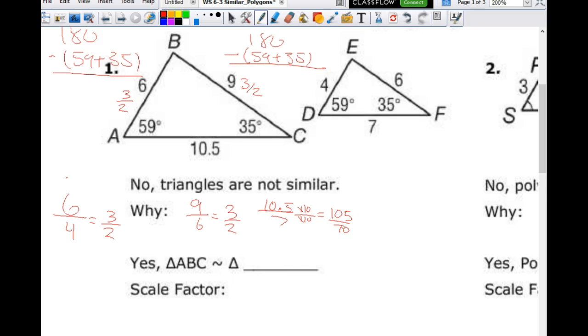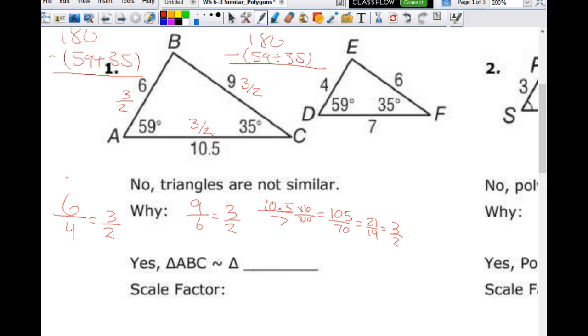Well, do 105 and 70 have a common factor? Yes. Of what? 5. 105 divided by 5 is 21 if you didn't know that. 70 divided by 5 is 14. 21 and 14 are both divisible by what? 7. 21 divided by 7 is 3. 14 divided by 7 is 2. Look, they're all the same scale factor.